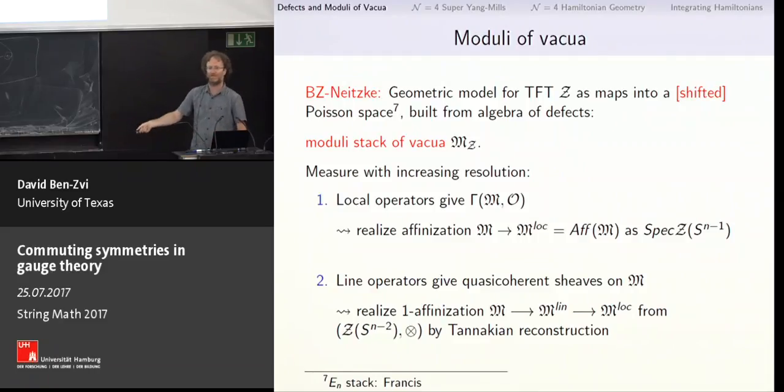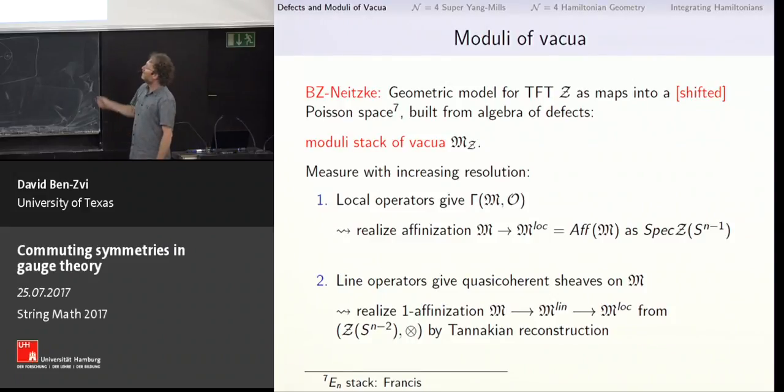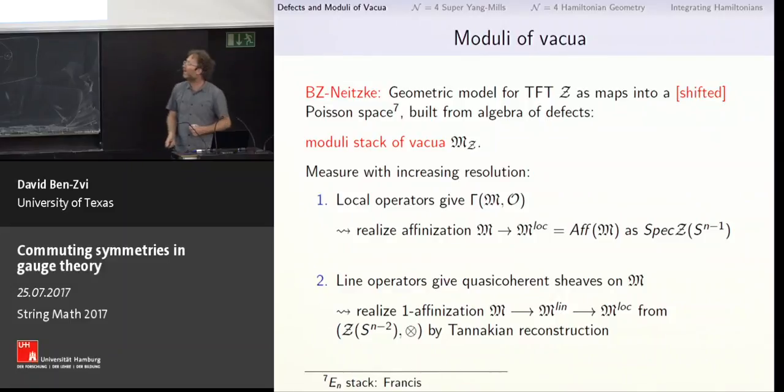This is called affinization. Take any complex manifold, you can look at holomorphic functions on it. You can make an affine variety out of that, and there's always a map. That might forget a lot of stuff. Does that definition make sense? Yeah. So that's a first concrete space I can attach to a topological field theory.